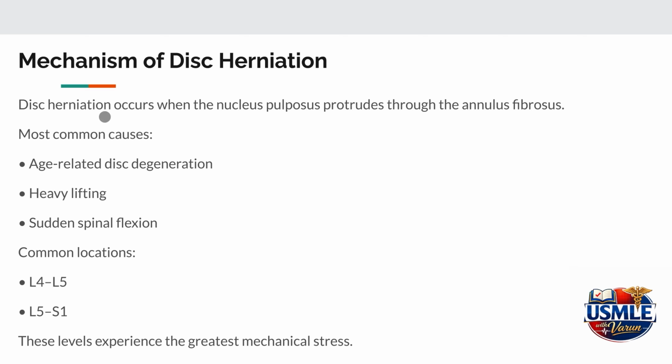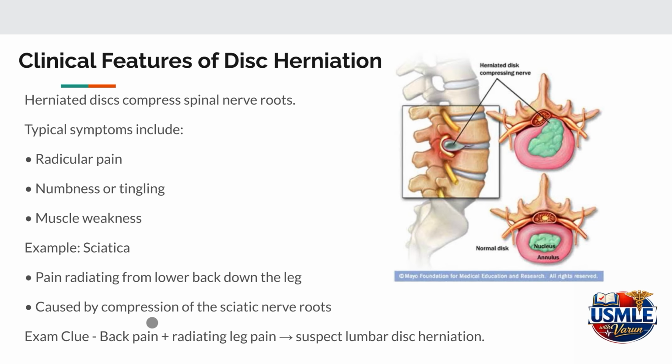Disc herniation occurs when the nucleus pulposus pushes through a weakened annulus fibrosus. Several factors can contribute to this process. The most common is age-related degeneration of the intervertebral disc. Other causes include heavy weightlifting, sudden spinal flexion, or repetitive mechanical stress on the spine. The most commonly affected levels in the lumbar spine are L4-L5 and L5-S1 because these segments experience the greatest mechanical load.